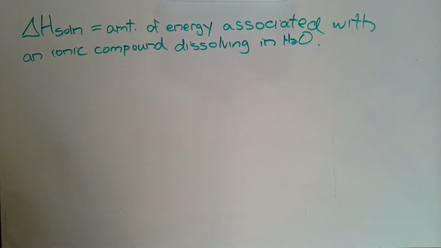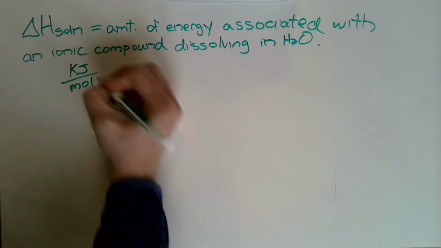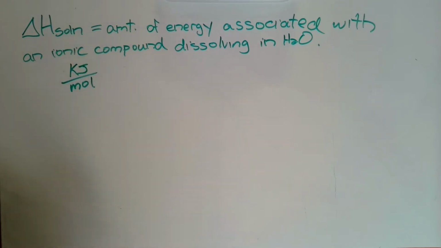When that ionic compound dissolves, it dissociates into the ions that make it up, and there's a specific amount of energy that is either released or absorbed during the dissociation process. So the units are normally kilojoules per mole. And a little bit later on in the unit, you can actually calculate that value by using a table that has heats of formation, but we're going to start out a little bit more basic than that.